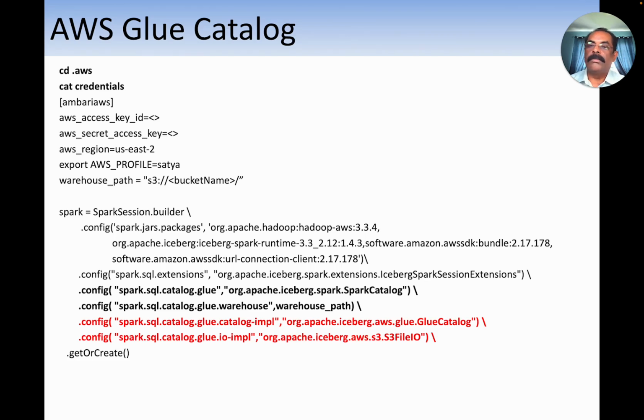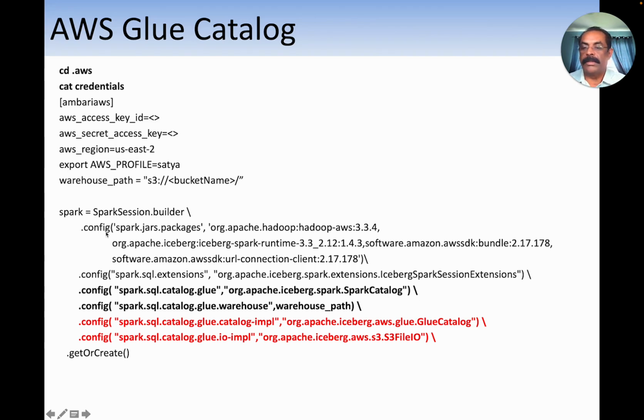Okay, so to establish the Glue catalog from your Spark session, you need to set up your credentials, right? Access key, secret key, in your .aws directory. Then you need to export the profile. So my profile here is Ambari AWS. You have a small typo here instead of Satya; it should be Ambari AWS. So you need to export the profile. With that, you don't have to give the values explicitly here, but you can also give them.